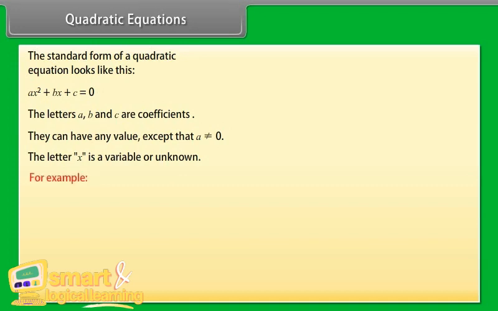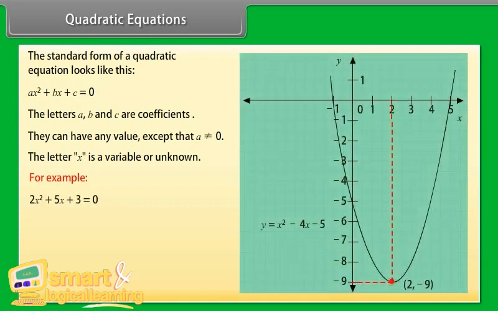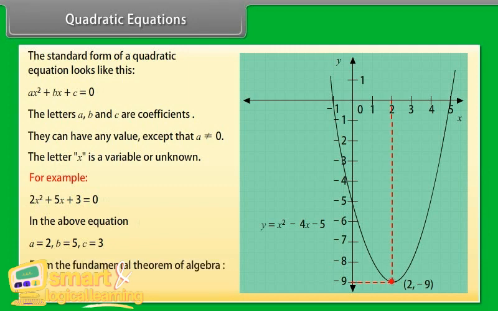Let's take an example. 2x square plus 5x plus 3 is equal to 0. In the above equation, a is equal to 2, b is equal to 5, c is equal to 3. From the fundamental theorem of algebra, we can deduce that the quadratic equation has two roots.